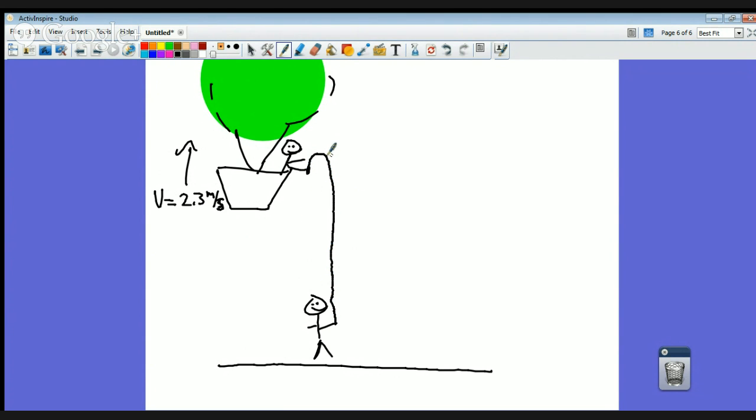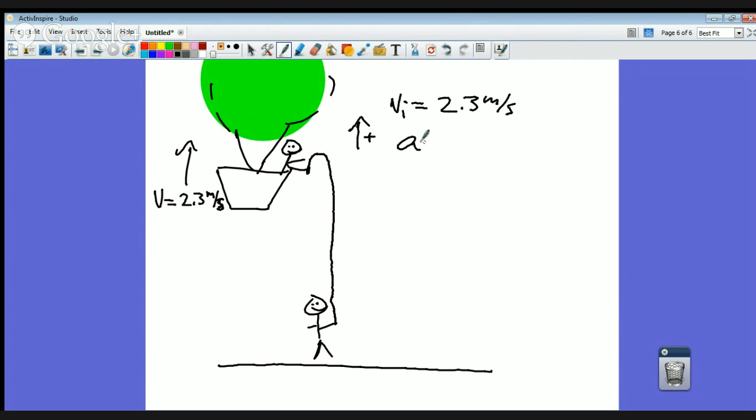And your friend can still catch them. So if you wanted to know how long it was in the air, you would have to include the fact that it goes up a little bit. If you want to find out the speed when it gets down, you need to include the fact that it has an initial velocity of 2.3 meters per second. We're going to say that up is positive.